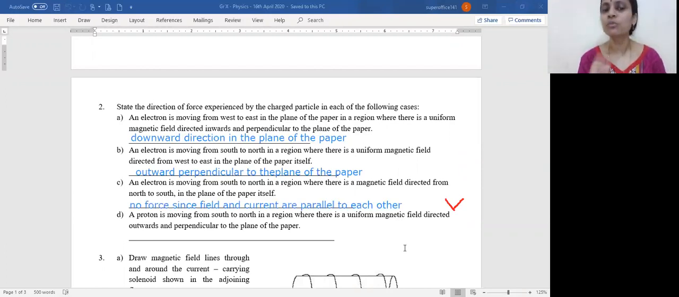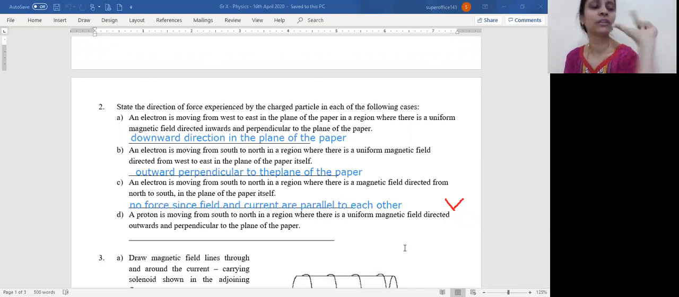A proton is moving from south to north. That means current is moving in the upward direction. Field is directed outward, perpendicular. So obviously force is going to be in the plane of the paper. So let's look at how it is going to be. Field is going to be outward and proton is moving from south to north. So I'm going to keep my fingers like this. Do you see it, children?